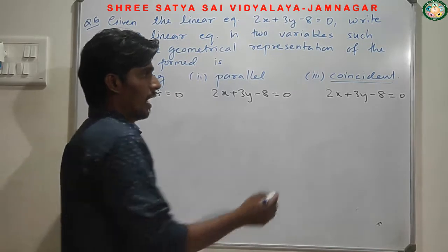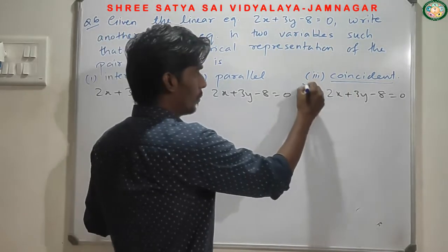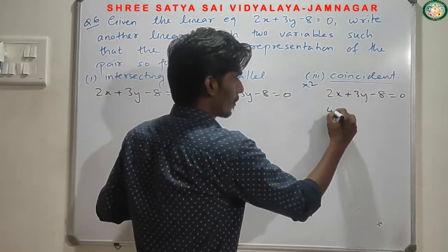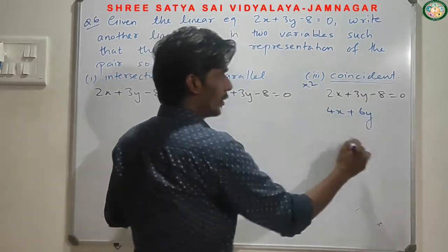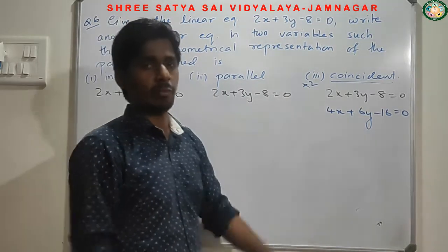Same line means what? I have to multiply this whole equation with any number. So I am going to multiply this equation by what? 2. So 2 2s are 4x, 2 3s are 6y, 2 into minus 8 is minus 16. This is equal to 0. So this is the equation.